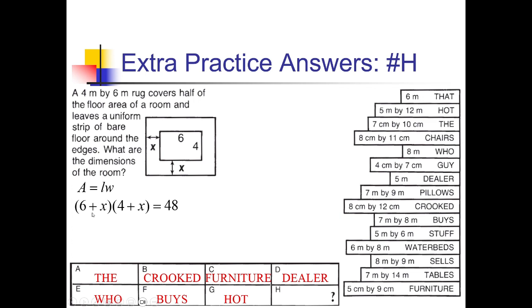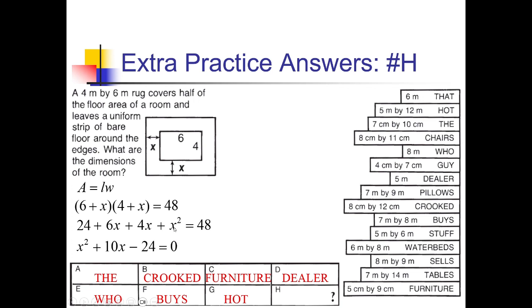Let me distribute this all out here. 6 times 4 is going to be 24. 6 times x, we have a plus 6x. x times 4 is a plus 4x. And x times x is x squared. Still have that 48 on the other side of the equation. I'm going to put this in standard form now. Let's write the x squared first. And then 6x plus 4x is 10x. And then 24 minus the 48 there gives me a negative 24. All of that equaling 0.